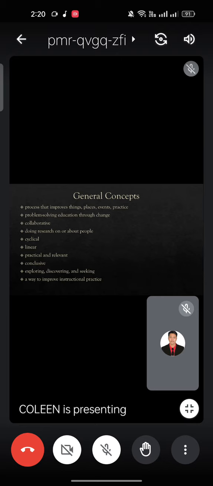It's practical and relevant. Why are we conducting research? We conduct research because we want to improve the quality of our lives. That was experienced by Mark Zuckerberg.